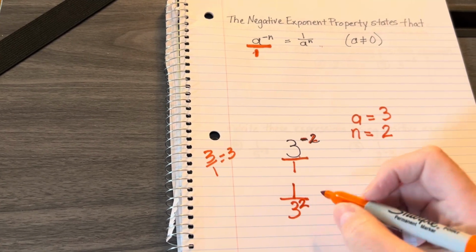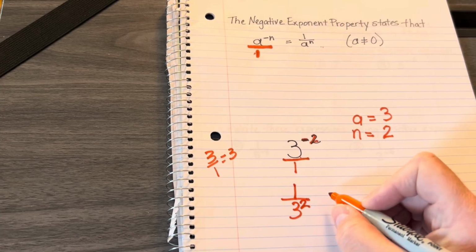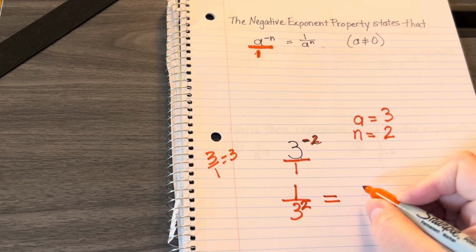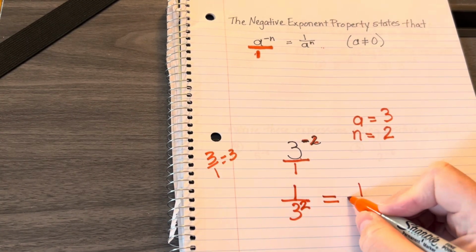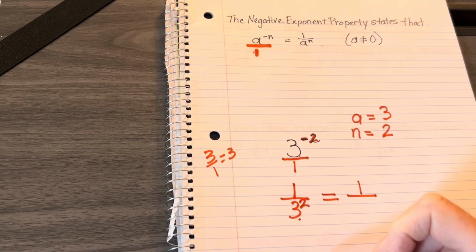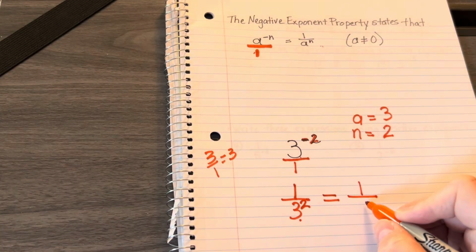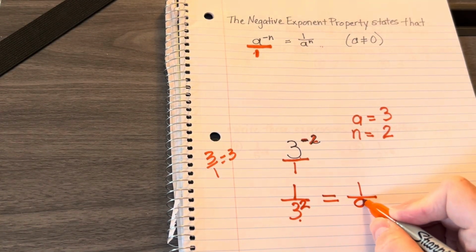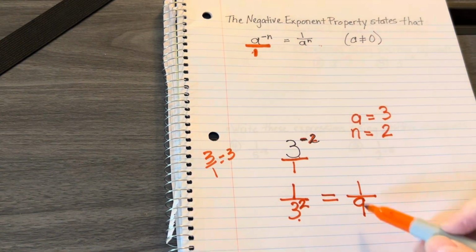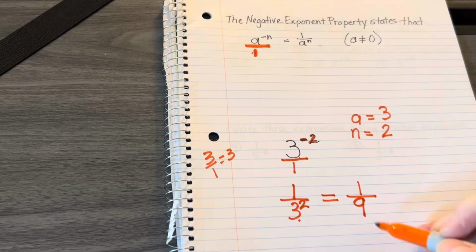So then, if your teacher wants you to go further in solving this, you could say 1 over, what is 3 to the second power? Well, that's the same as 3 times 3. So 3 to the second power is 9. So your answer to this problem is 1/9.